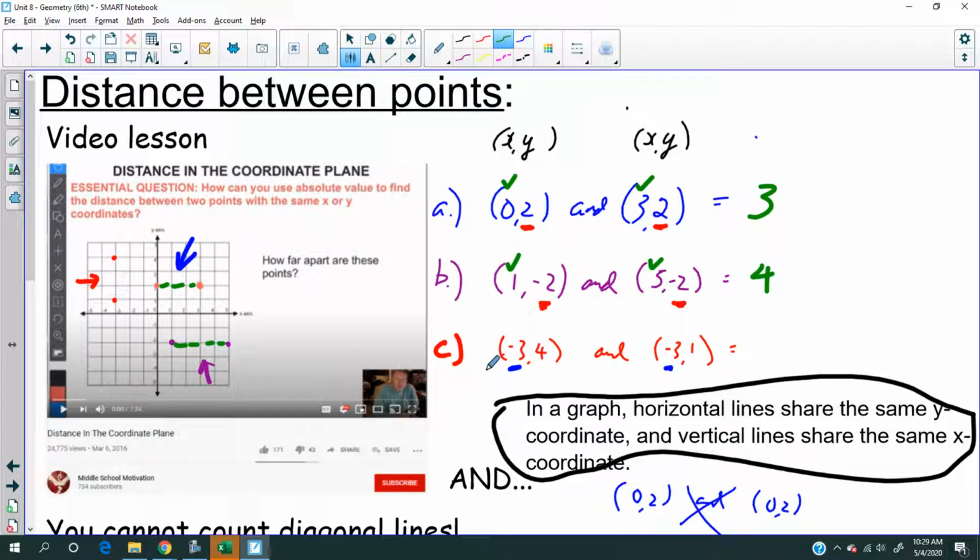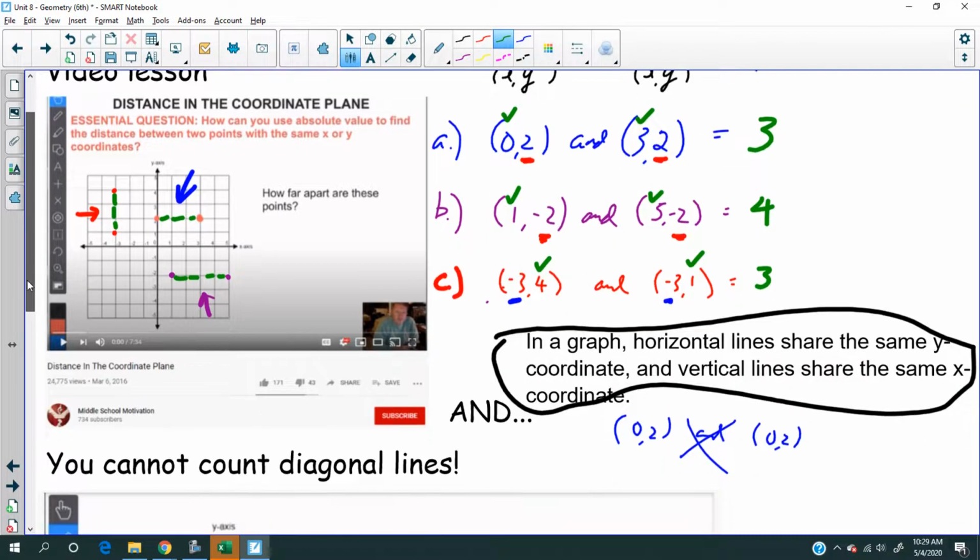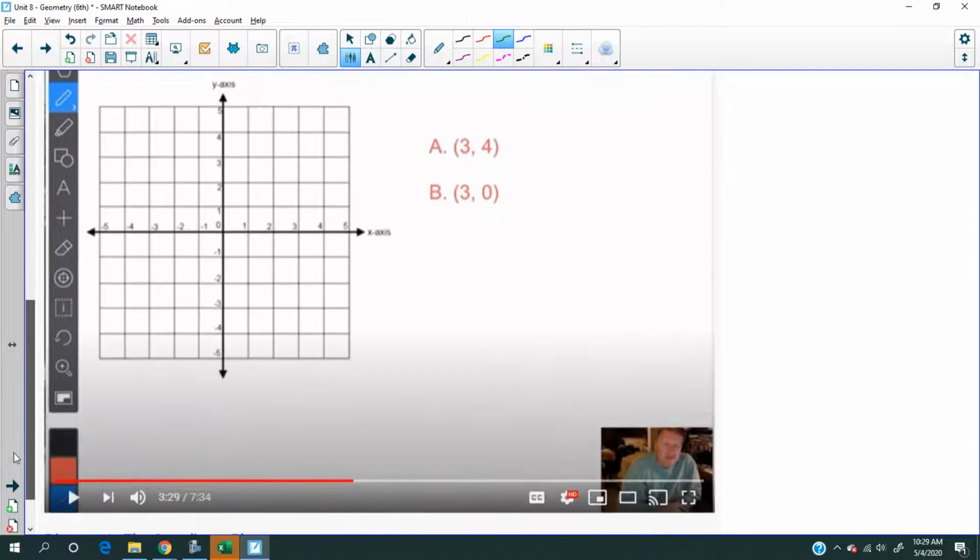And what about the last one? Knowing that both x values are -3, now we have to look at the y value. How far is 4 away from 1? Yeah, it's 3. The distance is 3 apart. Look, 1, 2, 3. Okay. So, yep, that's the lesson now.